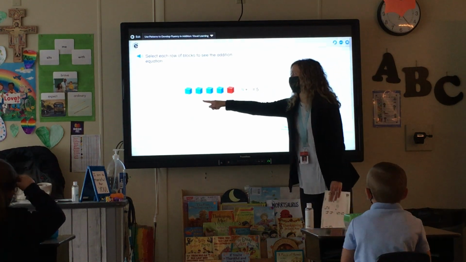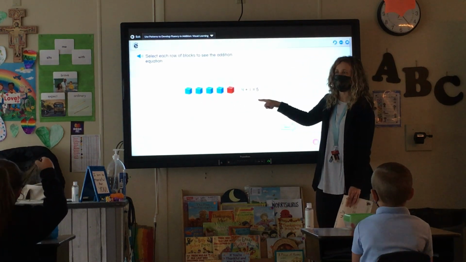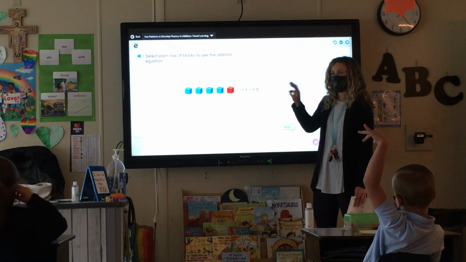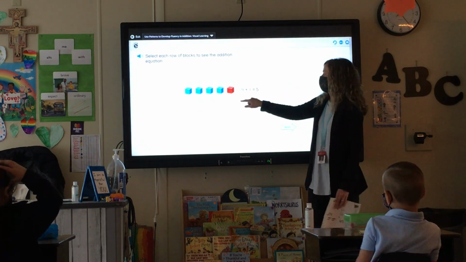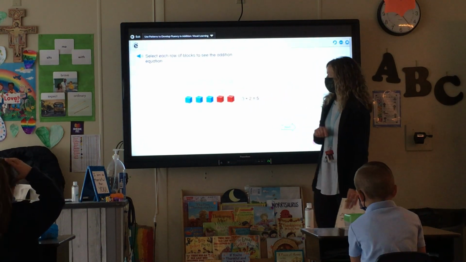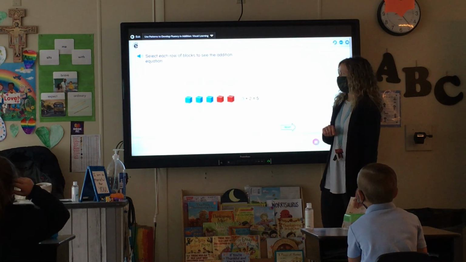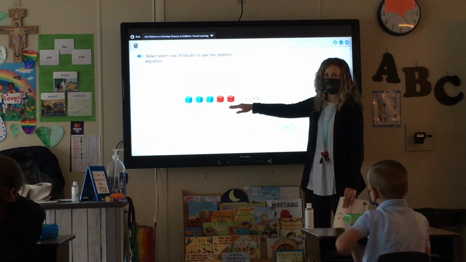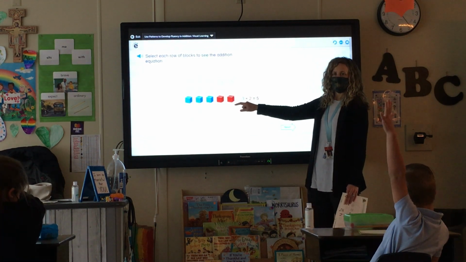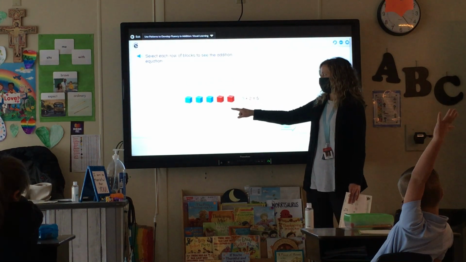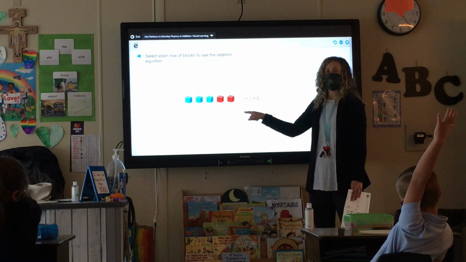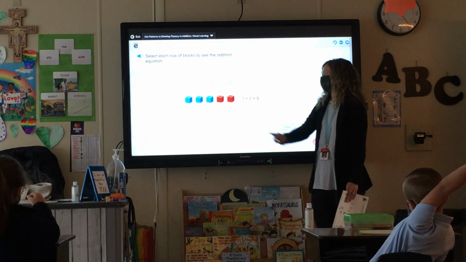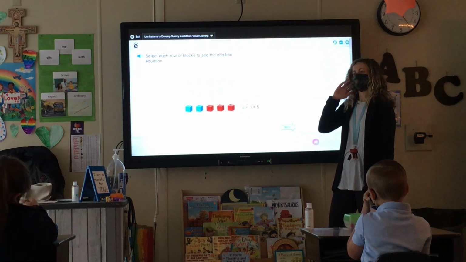Now look at the next row. How many blue plus how many red, Jenna? 3 plus 2 equals 5. Good. All right, what's the next one going to say, Finn? 2 plus 3 equals 5. Correct. 2 plus 3 equals 5.